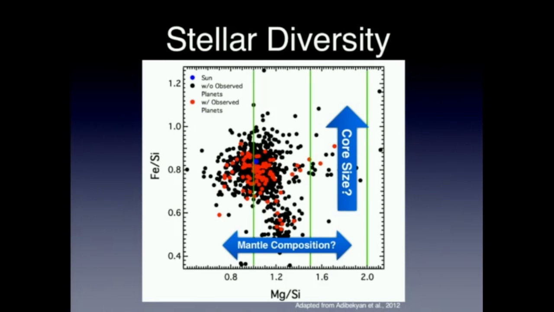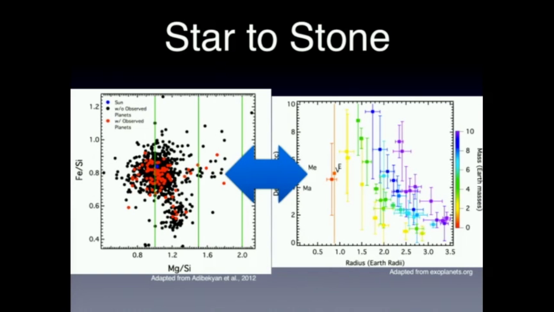If you have a bigger core, you should have more iron relative to silicon. And magnesium silicon is really the measure of what a planetary mantle should be made of, particularly its mineralogy. So really the focus of my PhD, which I just wrapped up earlier this year, was trying to connect these two data sets. Can we talk about connecting the stellar data with the planetary mass radius data?